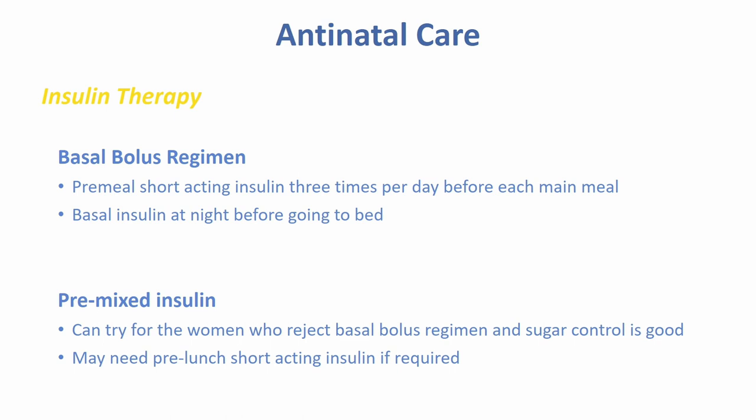So we use isophane insulin at night, and we use soluble insulin before each meal to counteract the post-meal hyperglycemia. However, if a patient with type 2 diabetes or type 1 diabetes is on premixed insulin and the blood sugar is well controlled with that, and the patient is not willing to go to the basal bolus regime, where we have to give three bolus injections, then we can continue with premixed insulin with close monitoring. Please be mindful that the post-lunch blood sugar might go up with this premixed insulin dosage. Because of that, sometimes we might need to give pre-lunch soluble insulin in addition to the premixed insulin.